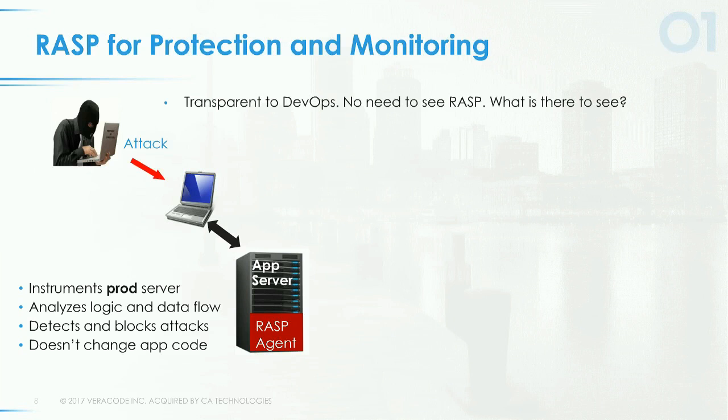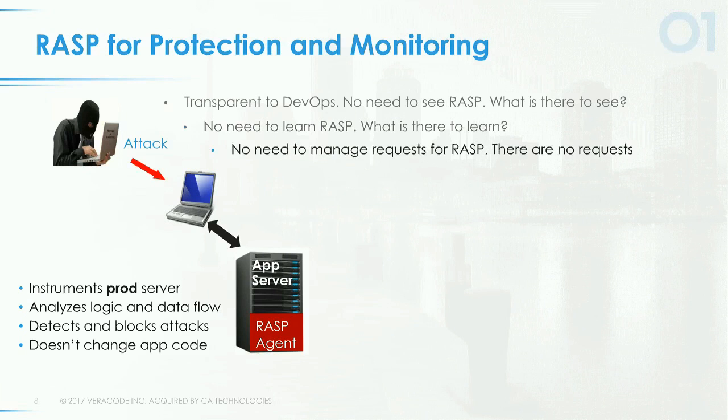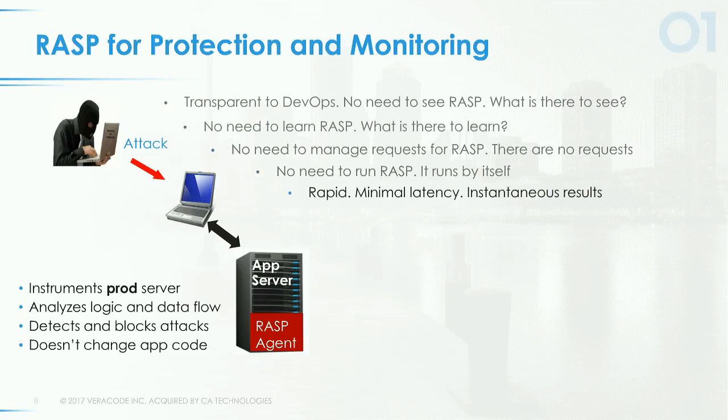So why is this technology good for DevOps? Well, it is transparent to the developer and operating specialist. They will not need to see RASP because there is nothing to see as a developer. You don't learn your Java Virtual Machine in detail, such as memory management. So why would you learn RASP? There is nothing to learn there for a developer or operating specialist. There is no need to manage requests for RASP because there are no requests. RASP is simply running all the time once it is installed, unless you stop it quite deliberately. And it is rapid. Its results are instantaneous.